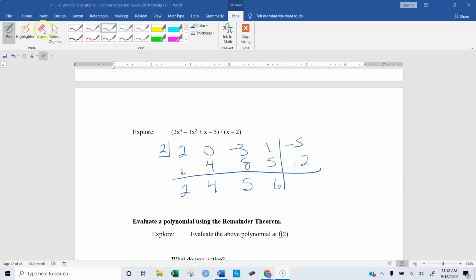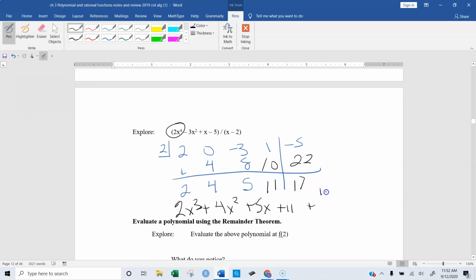Oh, sorry about that. In here, I forgot to multiply. I said it, but didn't do it. Okay, so this should be a 10, making this one here. I knew it looked weird. There we go. All right, 11, multiply, 22, giving us 17. So we started x to the fourth, so this is x cubed. So 2x cubed plus 4x squared plus 5x plus 11 plus 17 over what you divided by, which is the x minus 2. This one is not a root because we had a remainder.